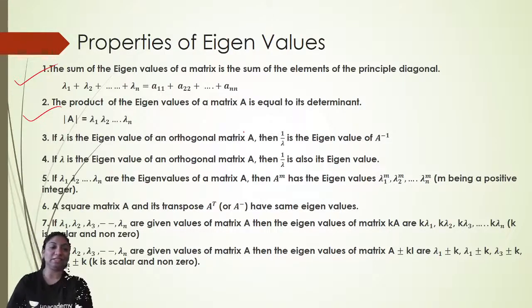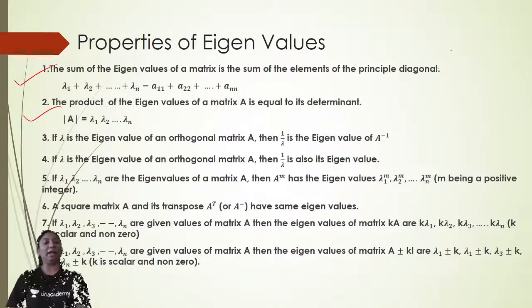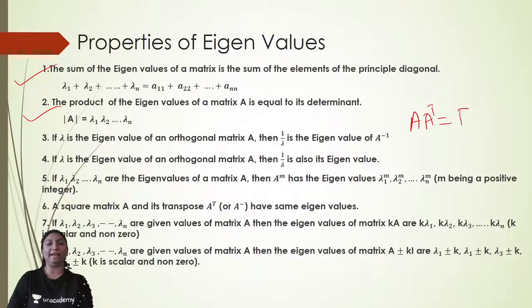In the last lecture we saw what orthogonal means. I already told you about the orthogonal transformation. If you don't know, you can go through my channel and search for orthogonal matrix, so definitely you will get it. An orthogonal matrix means A into A transpose is equal to identity.